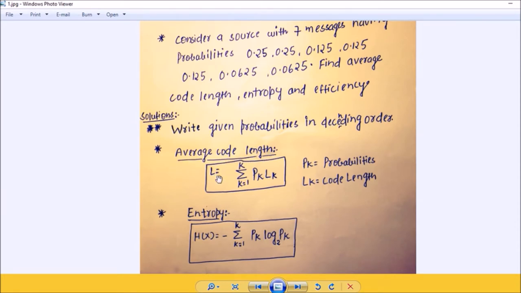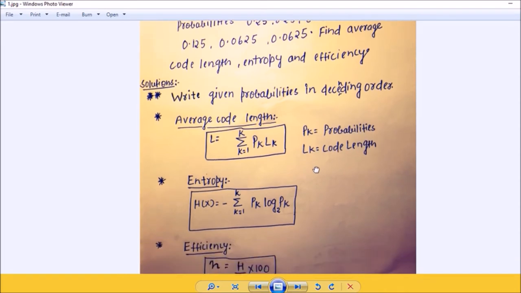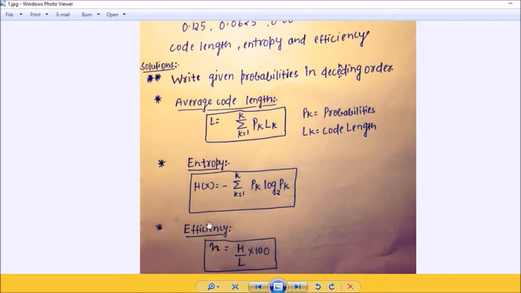Average code length is represented by L, which is equal to the summation of k equals 1 to K of pk lk, where pk represents the probability and lk represents the code length. Entropy is represented by H(X), which is equal to minus the summation of k equals 1 to K of pk log base 2 of pk. Here the base should be 2, it should not be 10, okay? Efficiency is equal to H by L into 100, where H represents the entropy and L represents the average code length, okay?